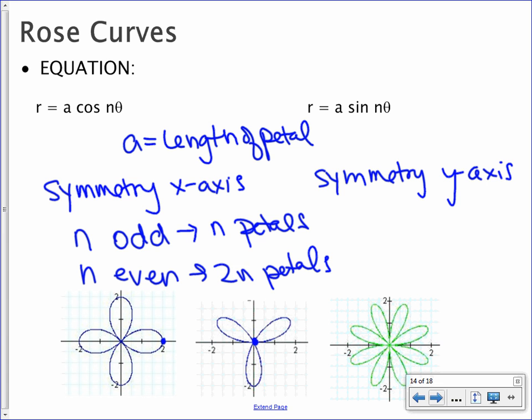How do you get 2 petals? That's Bernoulli. I want to learn more about this Bernoulli guy. Okay. So I have 3 graphs. We'll see if we can get done.